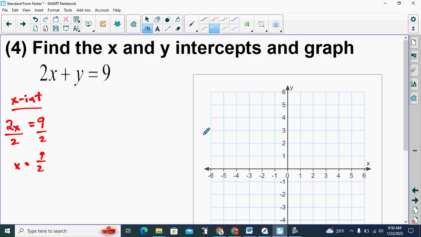Well, 8 over 2 is 4, and 9 over 2 is 1 more half than that. This is 4 1/2. So my x-intercept is 4.5 right there.